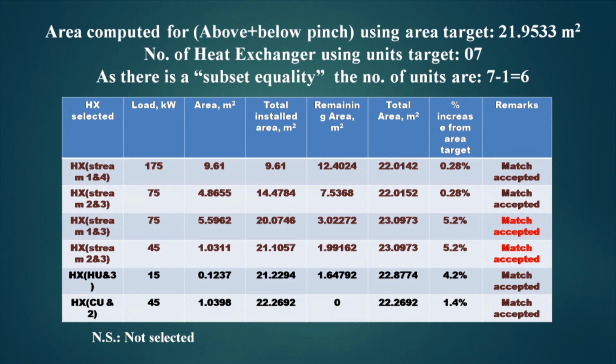The match is accepted because I have no option, and then I put the cooler, whose load was 45. The area was 1.0398 and the total installed area of all the 6 heat exchangers is now 22.2692, and there is no remaining heat exchanger, that is why this is 0. So, this shows a mere increase in the area by 1.4% and hence the match is accepted. What we found is that after the design, the area has slightly increased over the targeted area, and this increase is 1.4%. Now, this shows clearly how the remaining problem analysis can be used.